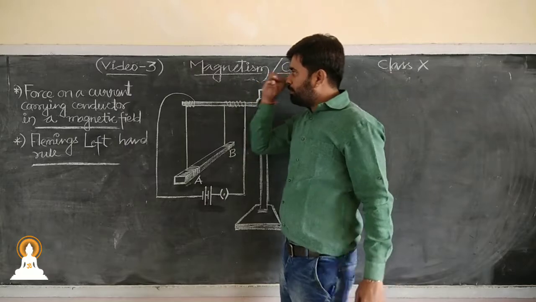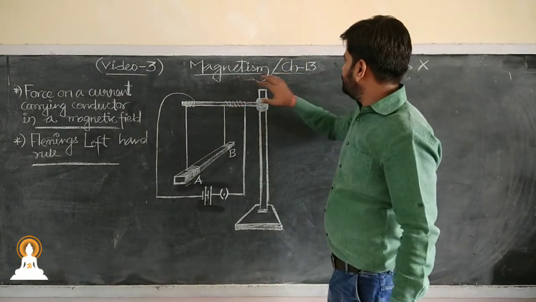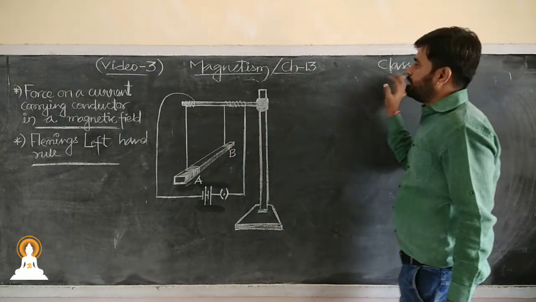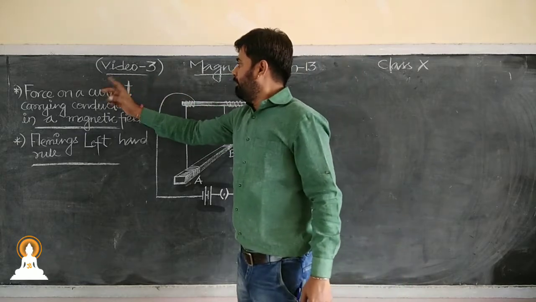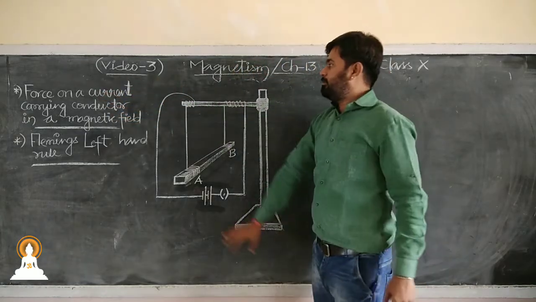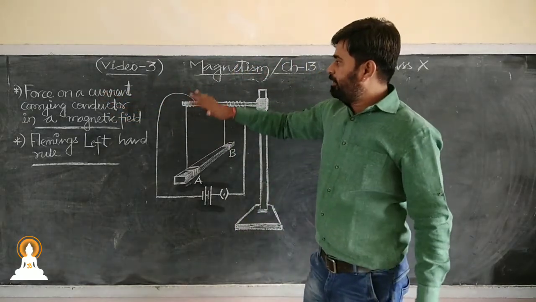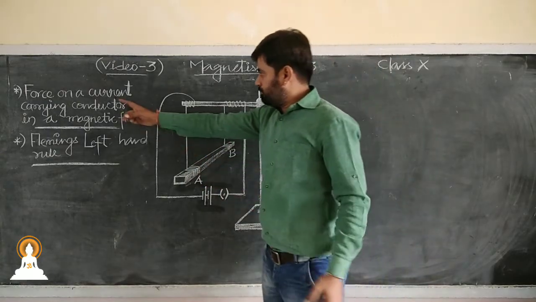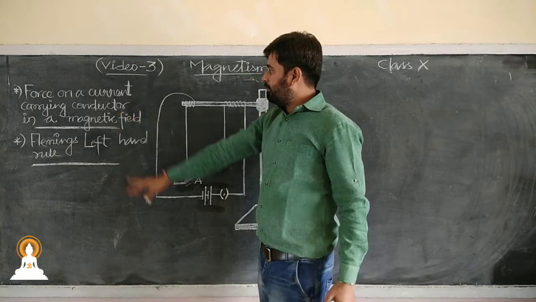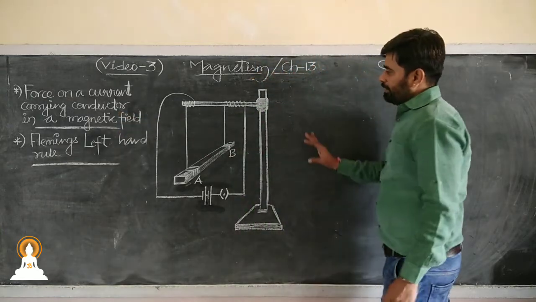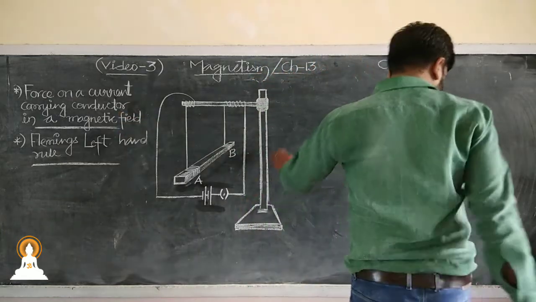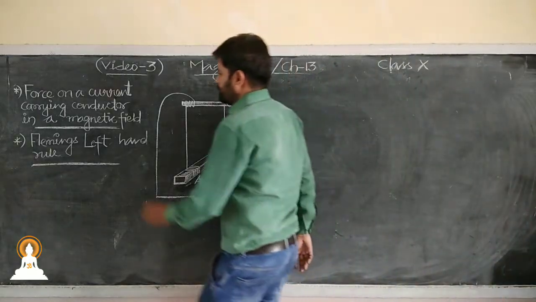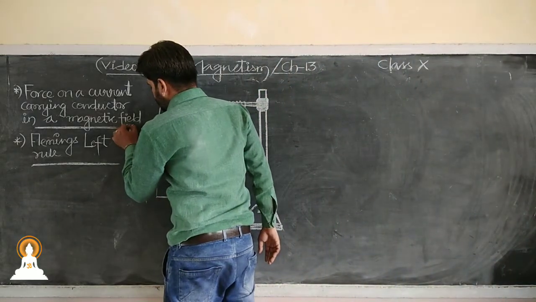Good morning. Today we are going to discuss magnetism, chapter 13, video 3. Previously we have seen the magnetic field due to a circular loop. Now we will look at the force on a current carrying conductor in a magnetic field. That is activity number 13.7, and we can do this.